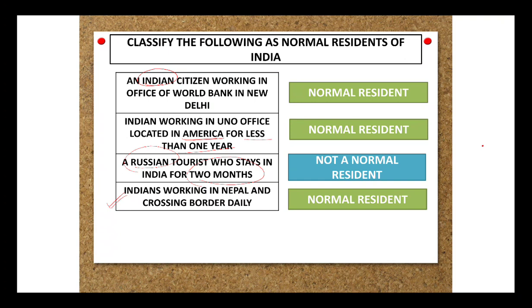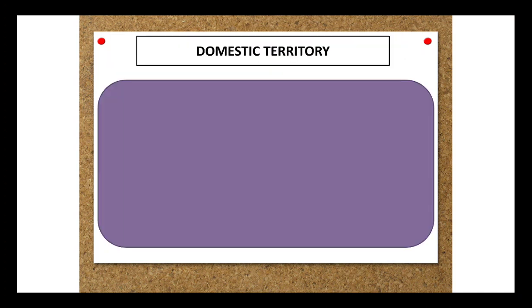There are other exceptions too, like international organizations such as the UNO and WHO. They are not considered as normal residents of the country. But if employees are working in those international organizations, then they will be residents of the country to which they belong. So there are a lot of exceptions. You need to practice as many questions as you can for the normal resident, but always focus on the person.